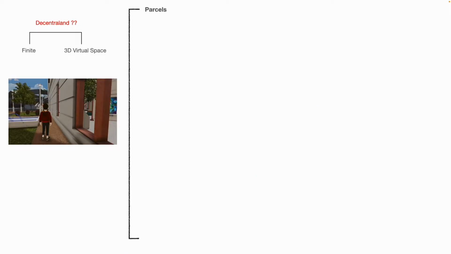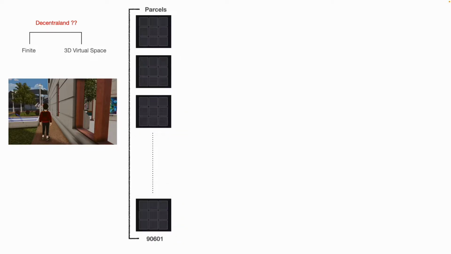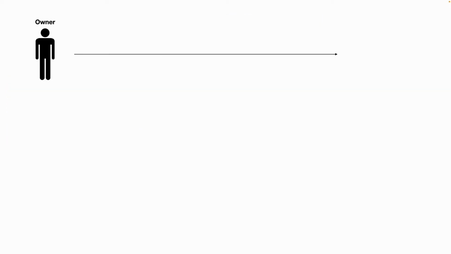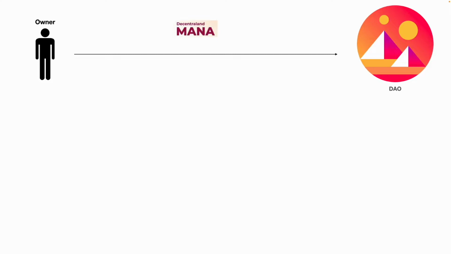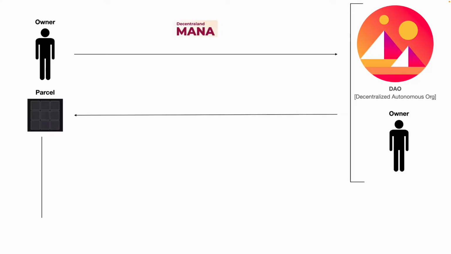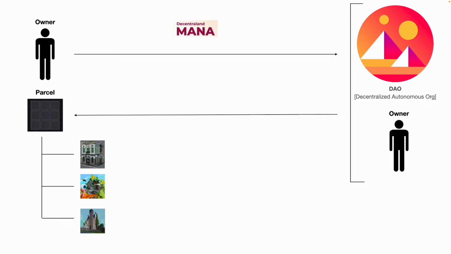More on Decentraland. It's a finite, traversable 3D virtual space which is divided into parcels. And every parcel is an NFT stored in an Ethereum smart contract, which means once it's there, it cannot be changed or modified. We have a fixed limit of parcels, which is around 90,000. Owners can buy the parcels, also known as land, from the DAO or from other owners by paying in MANA tokens, Decentraland's own token. Parcels are permanently owned by the owners. They have full control over them.